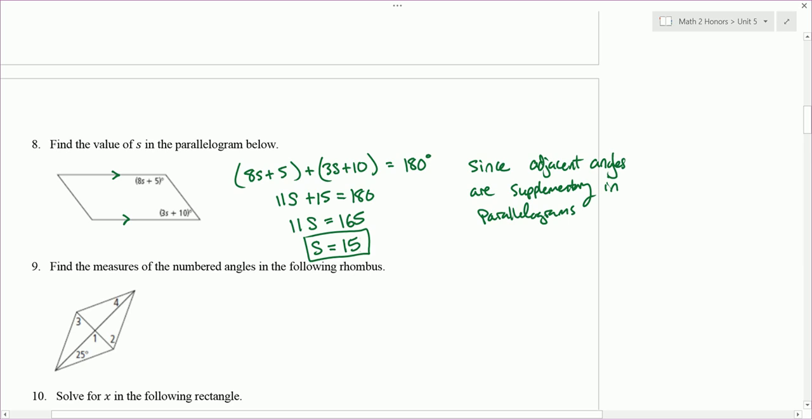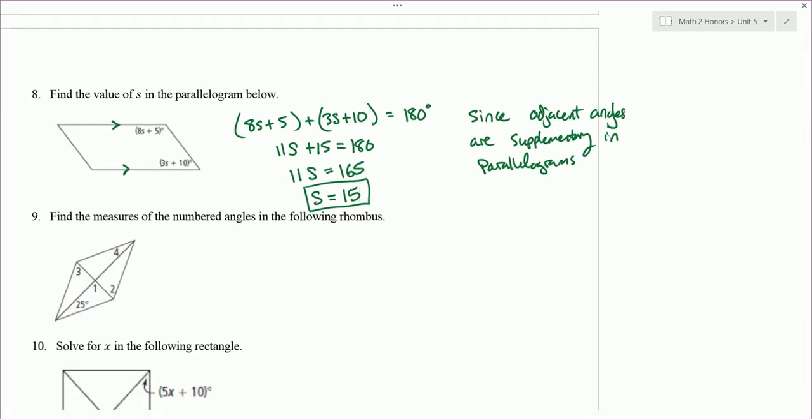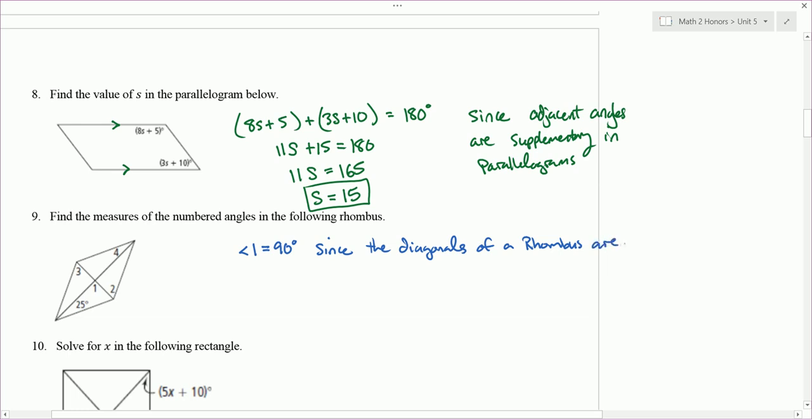Number 9, we're asked to find the measures of the numbered angles in the following rhombus. So we know that angle 1 is 90 degrees, since the diagonals of a rhombus are perpendicular. We know that angle 4 is congruent to angle 25 because the rhombus is a parallelogram, and those are alternate interior angles.